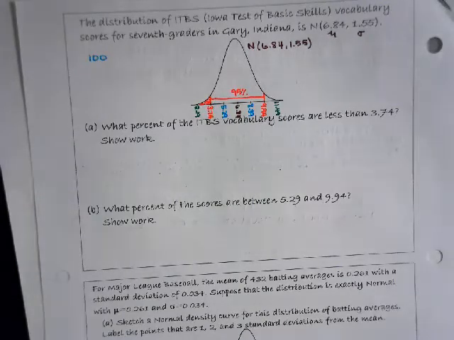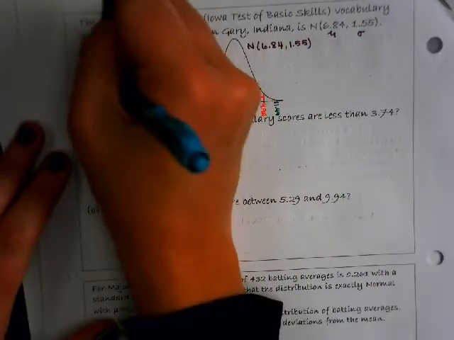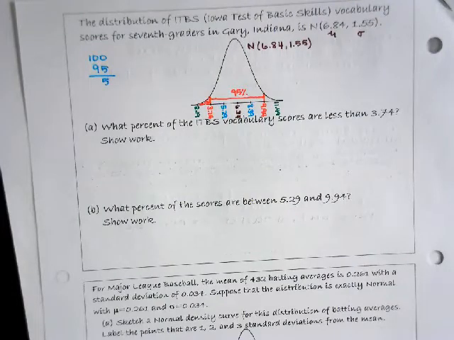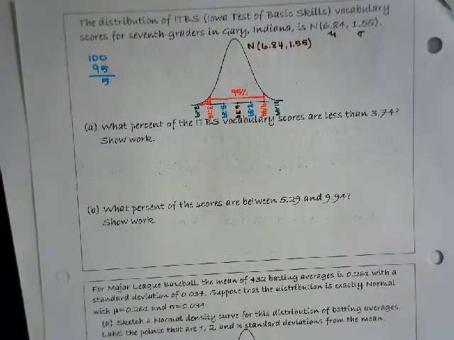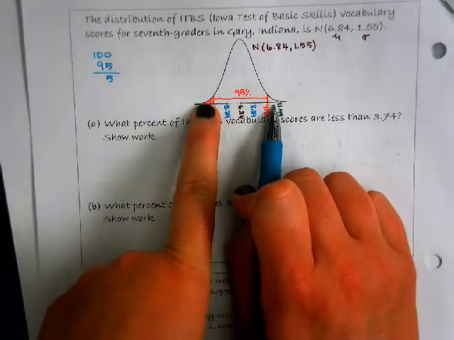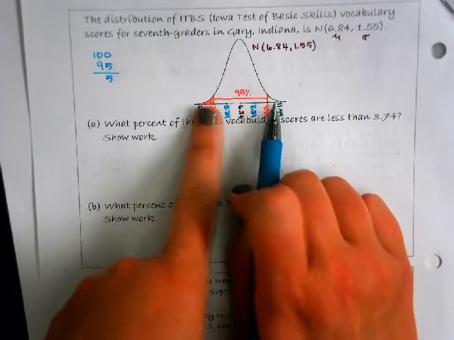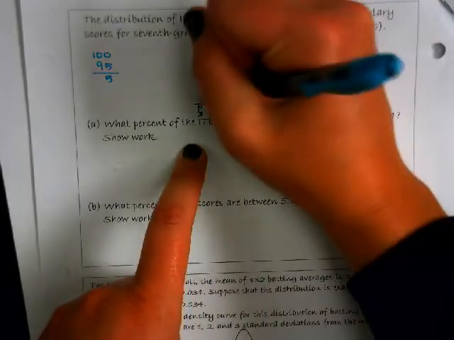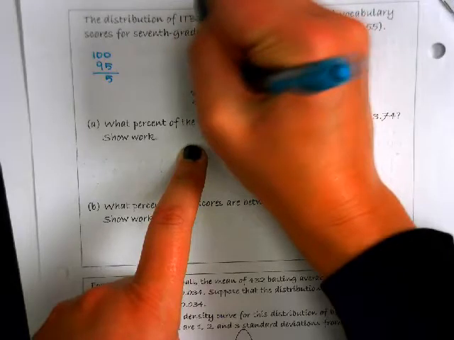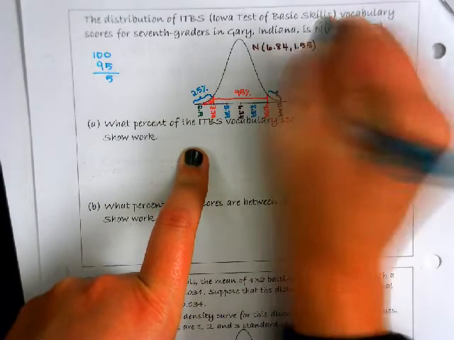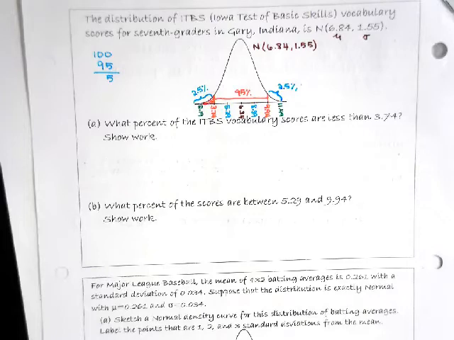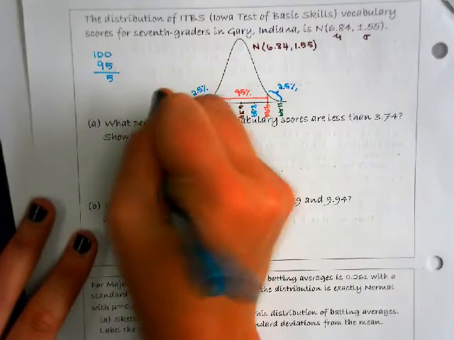Normal curves are symmetric. So if I have 5% in these two little tails, the symmetry tells me that they should have the same amount in each tail. So what percent is in each tail? 2.5. So I have 2.5% right there. And I have 2.5% right there. So what percent are less than 3.74? 2.5%. Questions?